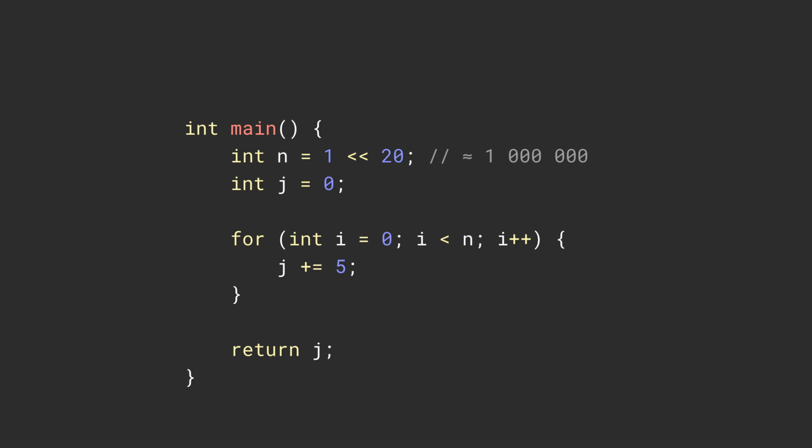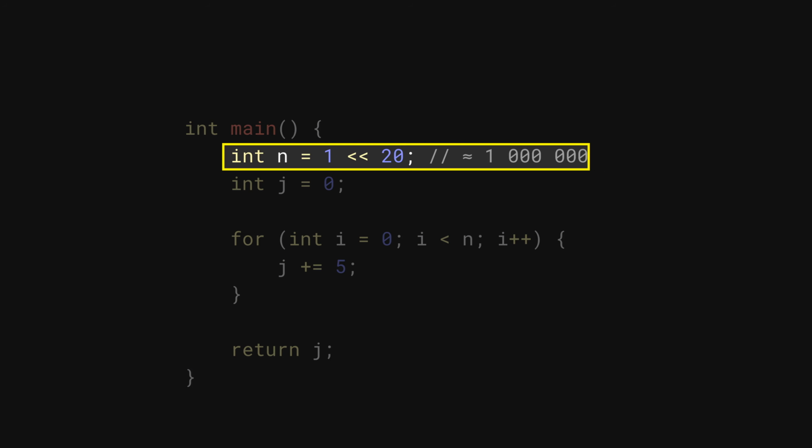Most of us have seen some similar C code like this, where it's just a for loop that increments a variable. The second line here looks a little odd, but it's just a simple bit shift. What it basically means is that we have a 4-byte integer where we have a 1 in the least significant position, and we shift it 20 times to the left.